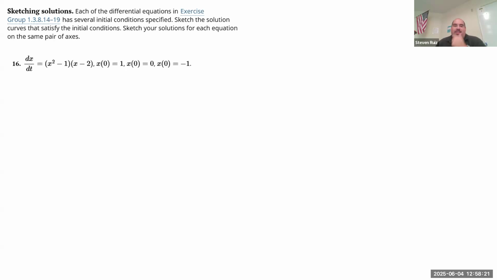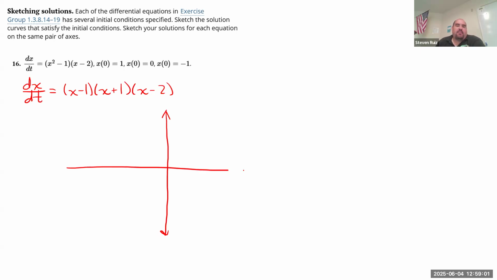Okay, so before I dive in here, I'm going to rewrite this differential equation in a slightly different way because it can be factored a little bit. I'm going to factor this quadratic as (x - 1)(x + 1)(x - 2). And I am being asked to draw some solution curves. To do that, I should probably have a slope field. And I'm going to make my slope field a little wider. When I say wider, I mean I'm going to look at larger values of t and x.